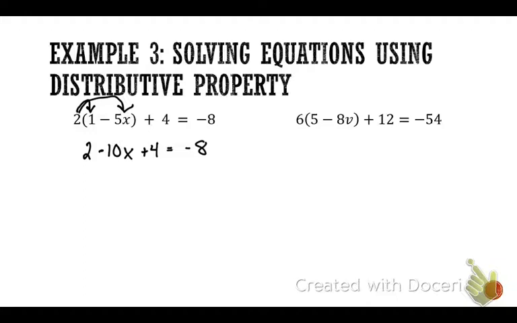Okay, 2 plus 4 is 6. So 6 minus 10x equals negative 8. All right, and I'll give you another minute to finish that problem. Okay, so I see that negative 10x, it does come after, but that's okay.